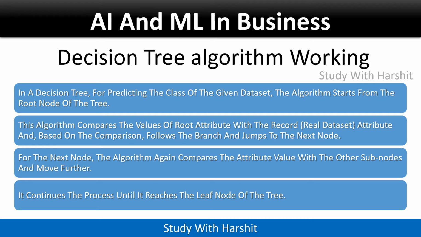How the decision tree algorithm works: in a decision tree, for predicting the class of the given dataset, the algorithm starts from the root node of the tree. This algorithm compares the value of the root attribute with the record's attribute in the real dataset and, based on the comparison, follows the branch and jumps to the next node. For the next node, the algorithm again compares the attribute value with the other subnodes and moves further. It continues the process until it reaches the leaf node of the tree.